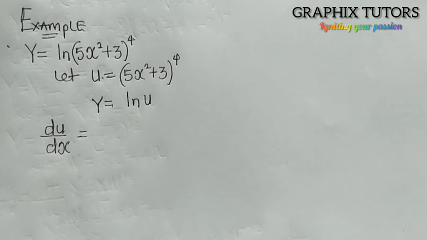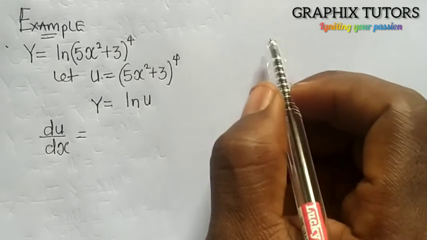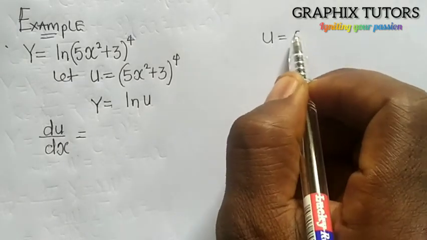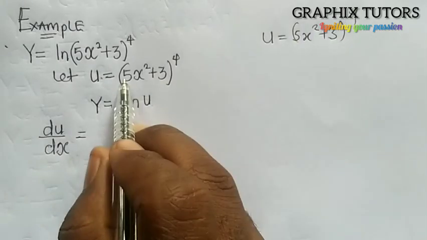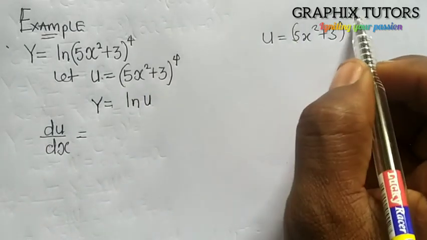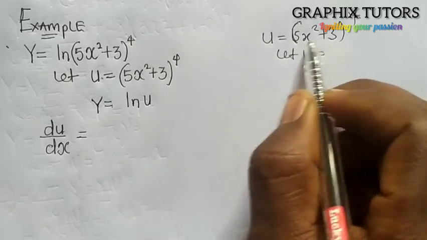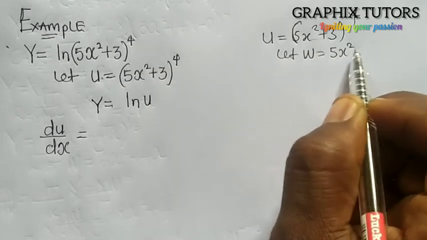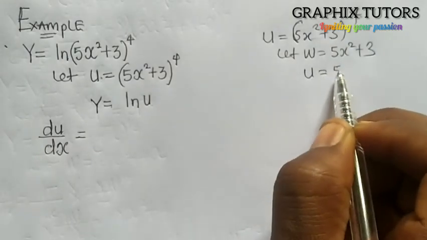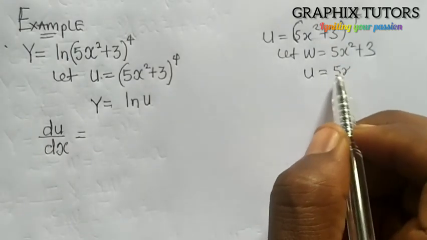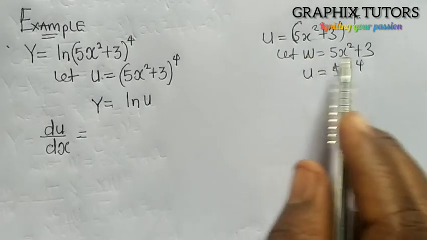Now look at what will happen here. This on its own is a function on its own. So let me do it somewhere here. We know that u is equal to 5x squared plus 3 to the power of 4. Then I will now say let w be equal to whatever is inside there. This is what we've been doing since. Plus 3, right? So if I write this, u will be equal to w raised to the power of 4. Now differentiate w related to x.